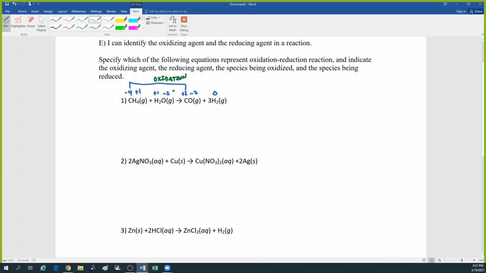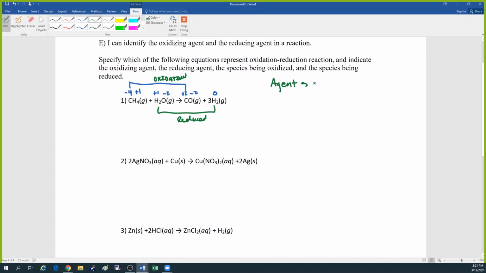That means something else must have been reduced. Do you see anything that we can claim was reduced? Another element? The hydrogen. Now, it doesn't really matter which hydrogen I look at because the result is ultimately the same. They both start at +1 and they both end at 0. So now here's the agent thing, right?